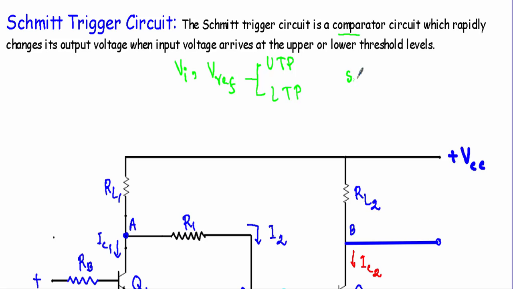Thus it will produce a square waveform at the output terminal. Therefore the Schmitt trigger circuit is often termed a squaring or squarer circuit.